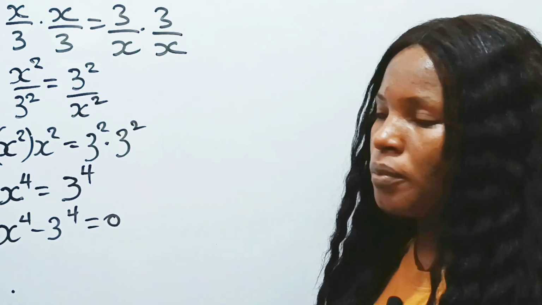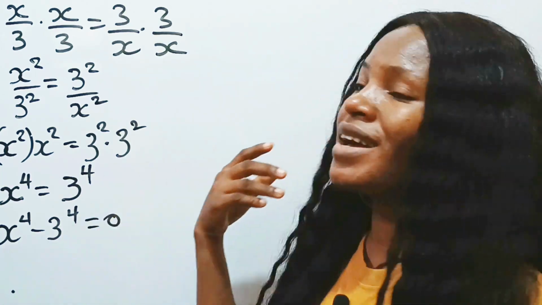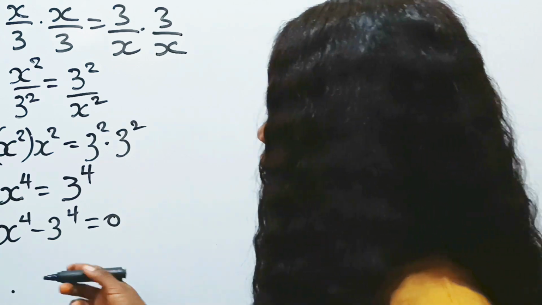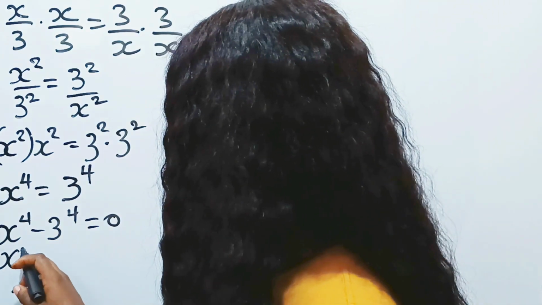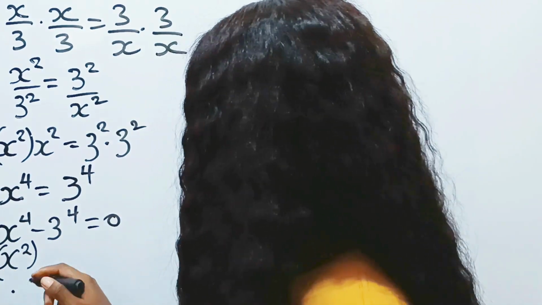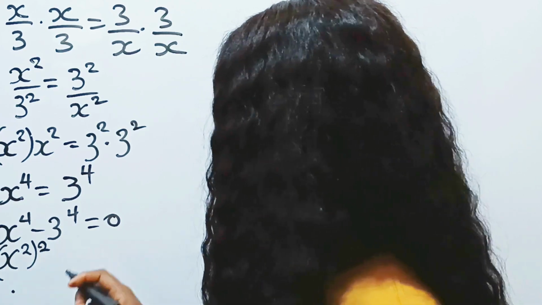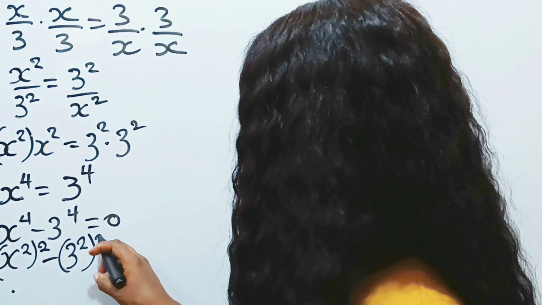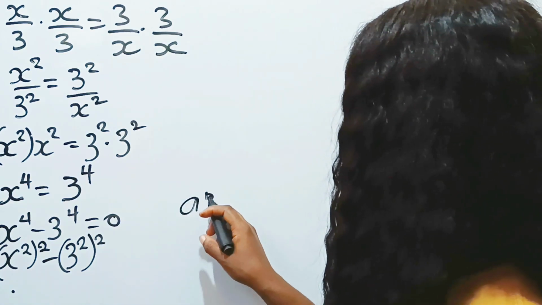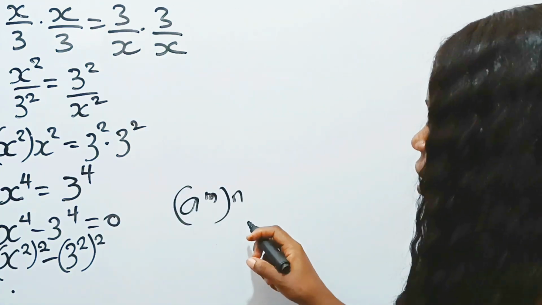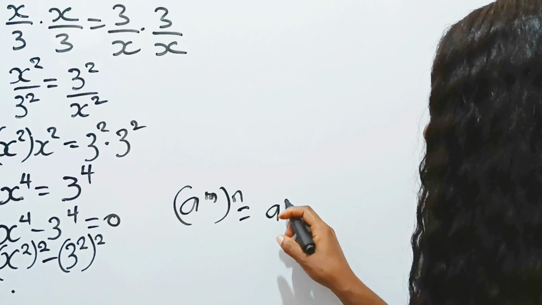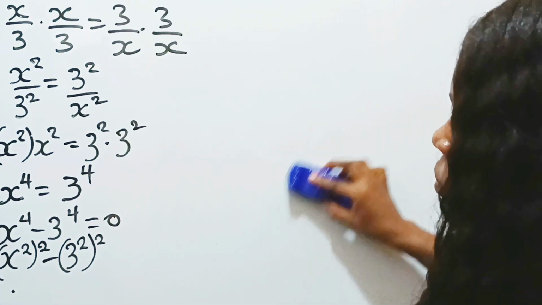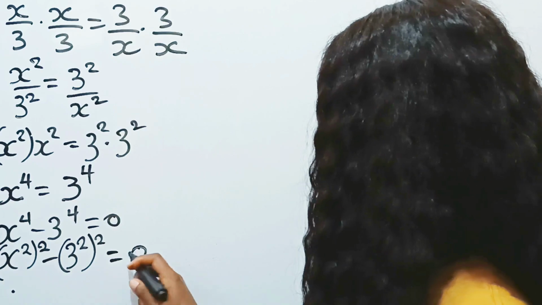to 0. Now I want to simplify this so that I can easily get the values of x. And how do I do that? I'm going to try to bring out difference of two squares, because this is same thing as x squared raised to the power of 2, right? Minus 3 squared raised to the power of 2. Since a to the power of m raised to the power of n, okay, is equal to a to the power of m times n. Okay, so, and this is equal to 0.